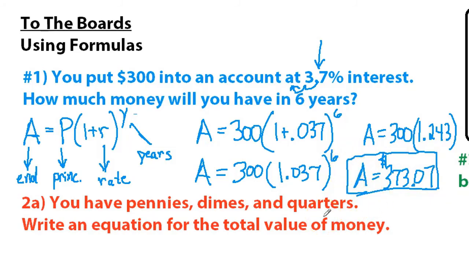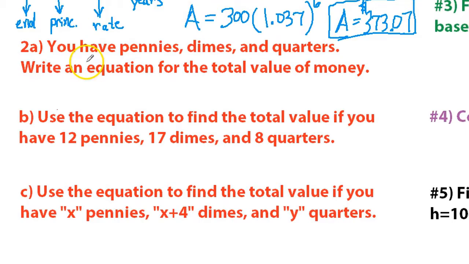Okay, let's take a look at question number 2. You have pennies. Now don't forget, pennies are worth $0.01. You have some dimes. Dimes are worth $0.10. And quarters, they're worth $0.25. We need to write an equation for the total value of money.